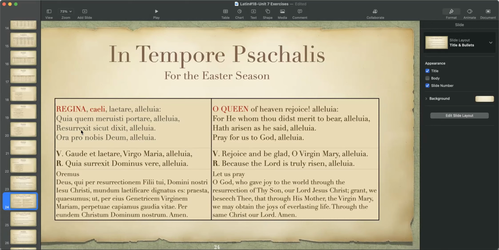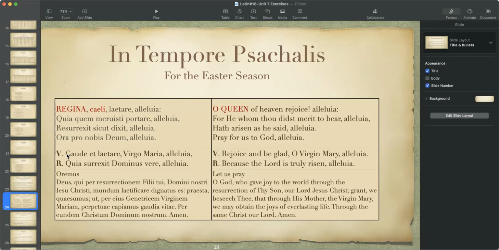Resurrexit, he has risen, sicut dixit, as he said. These are both past tense, perfect form is what it's known as. We haven't had that yet, but just wait. Next unit is the imperfect form. And then the unit after that is the future form. And then the unit after that is the past tense or perfect form. So we're not too far away. Ora pro nobis Deum, pray for us to God. Alleluia. So it's pretty easy to follow.